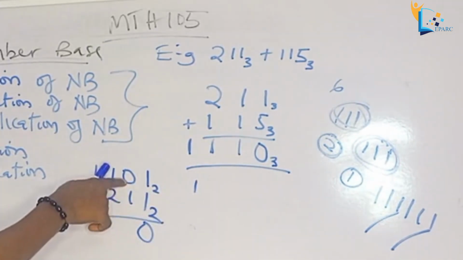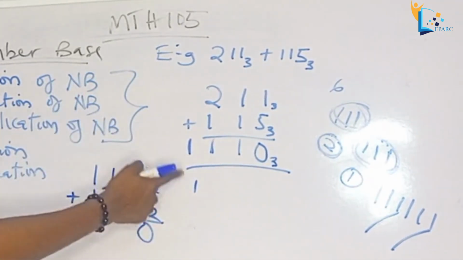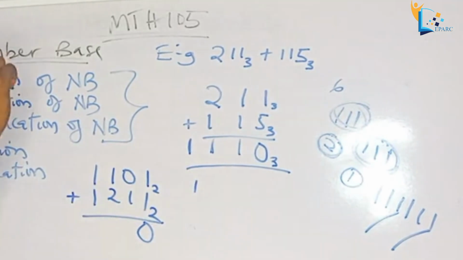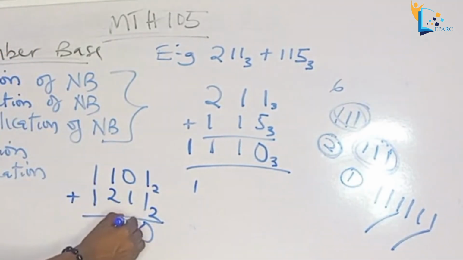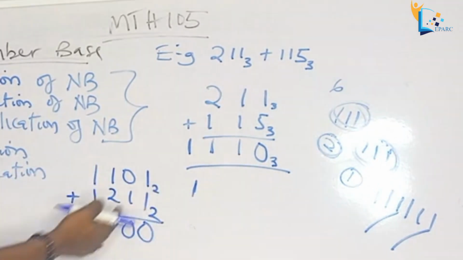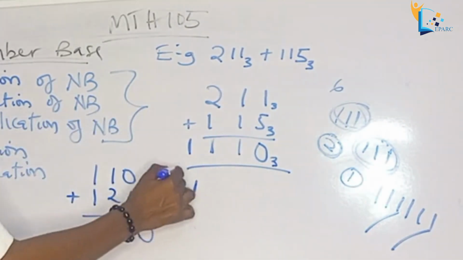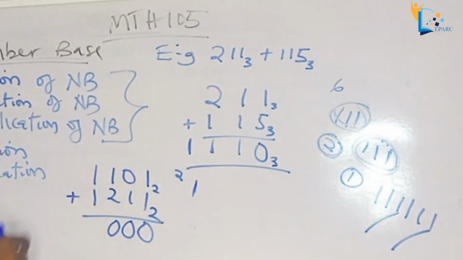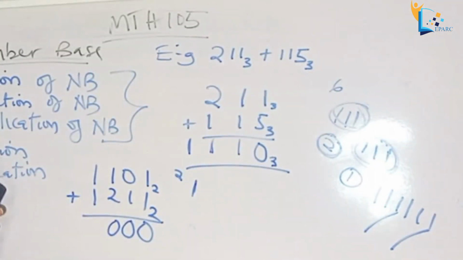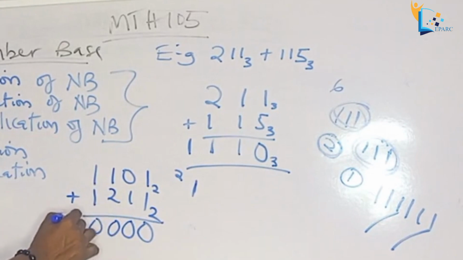0 plus 1 is 1, plus this 1, that is 2. How many 2s can you get in 2? 1, remainder 0. You put down the 0 and keep the 1 aside. 1 plus 2, that is 3, plus that 1, 4. How many 2s can you get in 4? You get 2, remainder 0. You put down the 0 and keep the 2 aside. 1 plus 1, 2, plus this 2, that is 4. How many 2s can you get in 4? That's 2, remainder 0. You put the remainder, then the 2.